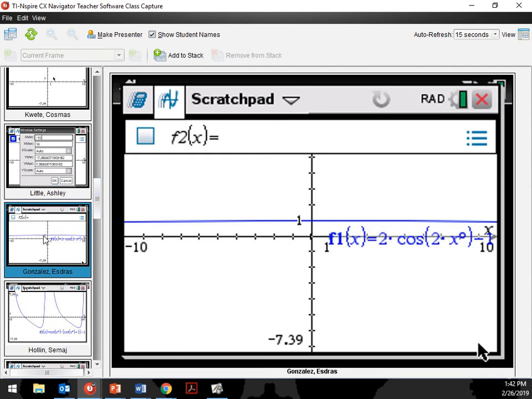Who's the other person? Astradas, what's your window got to be? 0 to 360. And now you got the wrong function in there also.